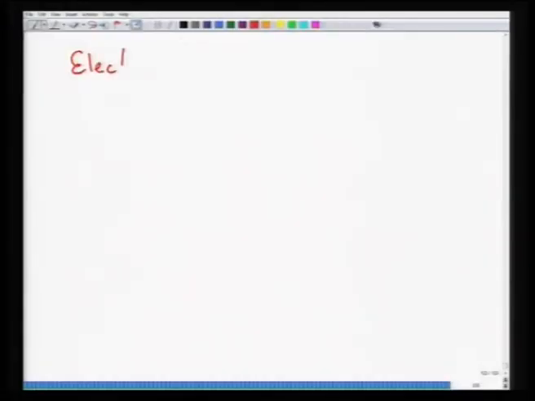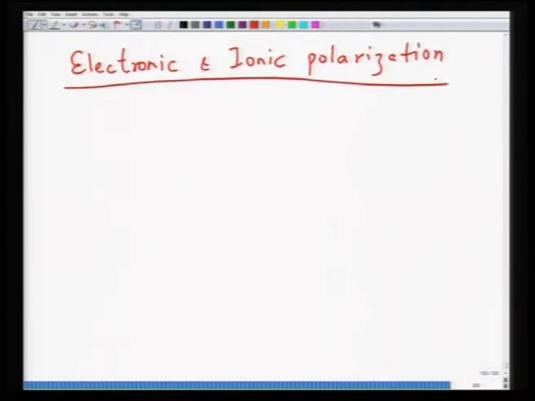Okay. So, what we will do is first describe how we can take up this solution for electronic and ionic polarizations. The treatment for both of these cases is fairly similar. That is why I am treating them in the same manner.